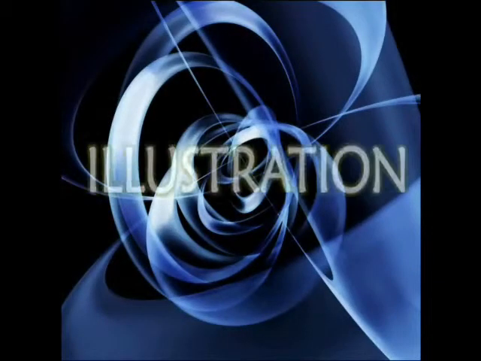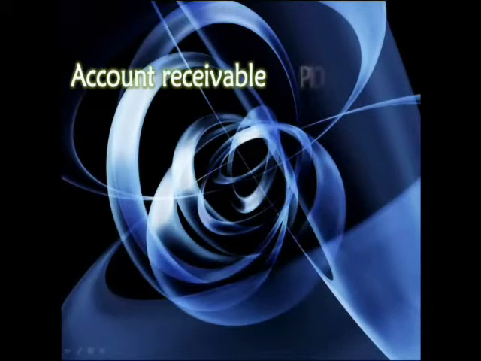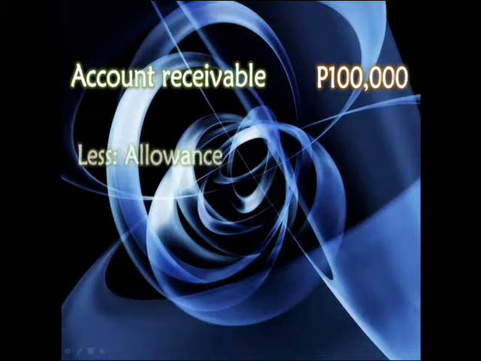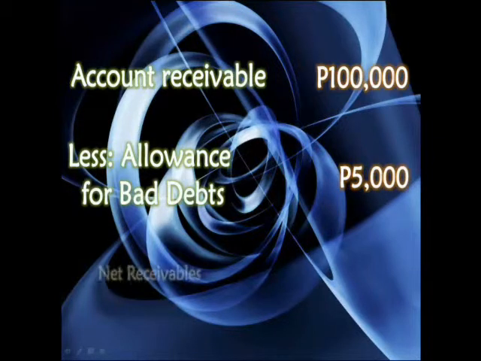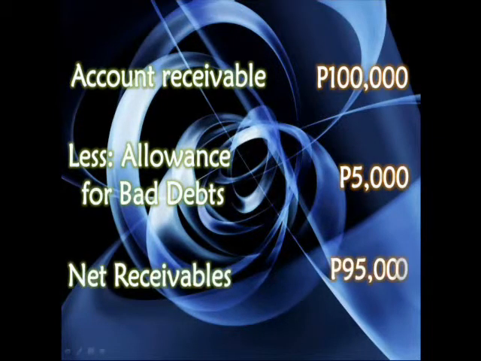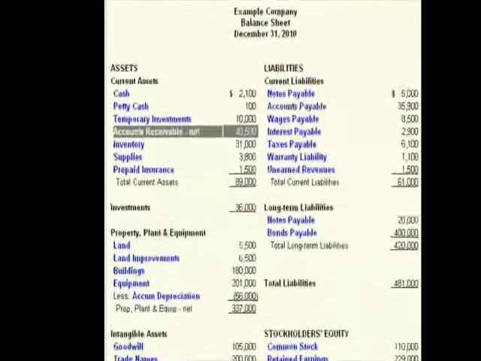Illustration of provision of bad debts. Accounts receivable, 100,000 pesos. Less allowance for bad debts, 5,000 pesos. Net receivables, 95,000 pesos. Bad debts on a sample balance sheet. The example of bad debts on the balance sheet.